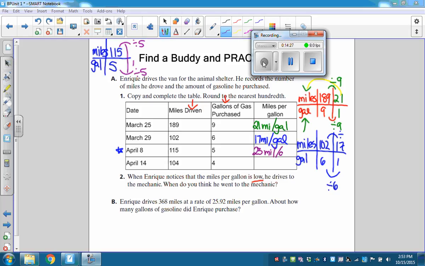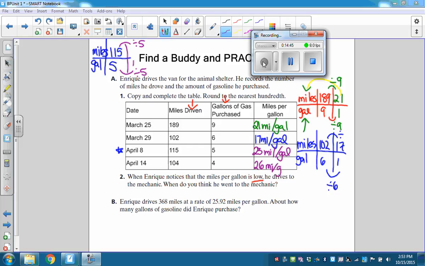And then we would do the last one the same way. And that would just be what, JT? Just because we don't have a lot of time, I'm going to tell you it's 26 miles a gallon.